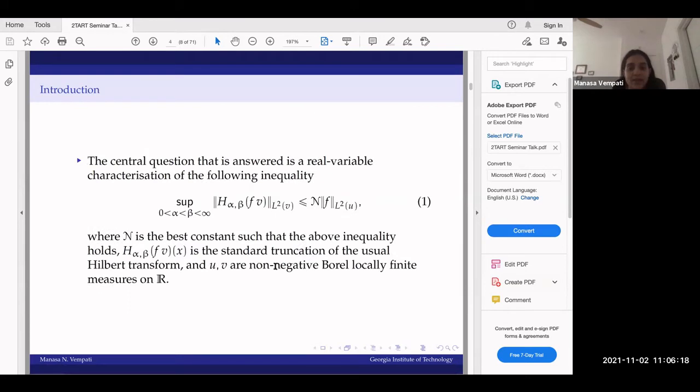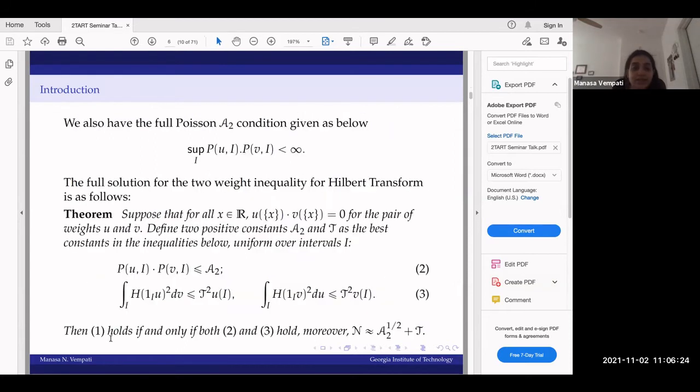So let me go back and show you what 1 is. This is 1, which is the two-weight inequality for the Hilbert transform. So the theorem says that 1 holds if and only if both 2 and 3 hold.